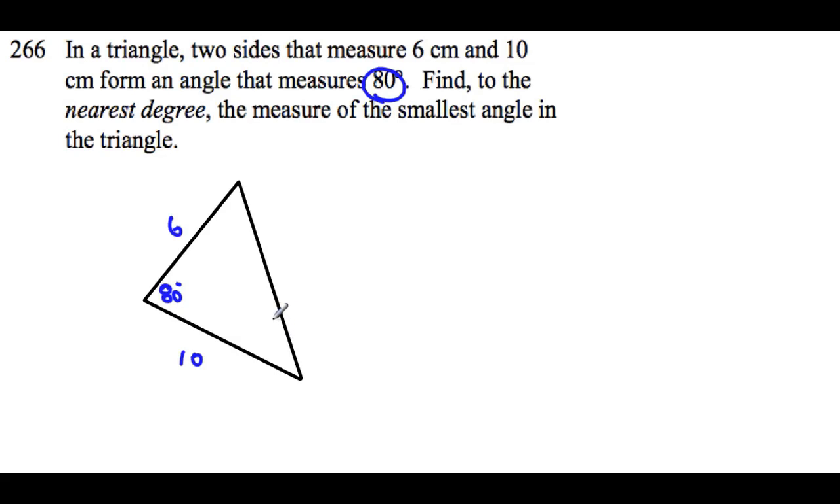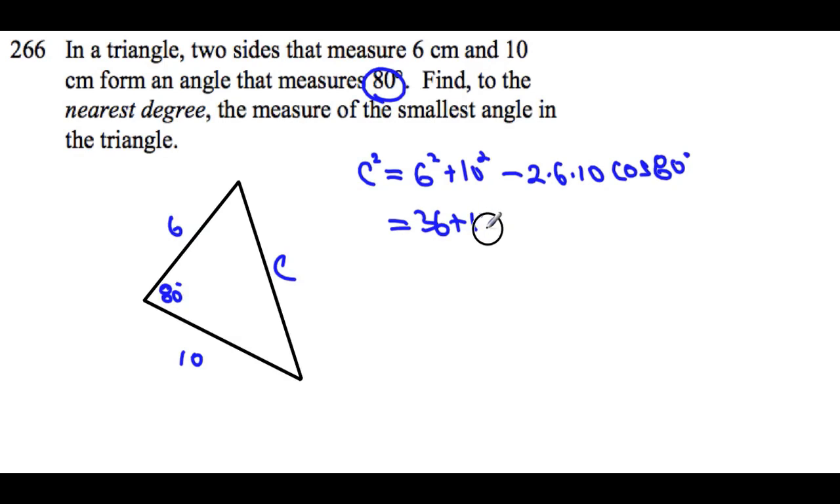So what we like to do right now is this. First, we like to find out the third side. Then after finding the third side, we can find the measure of the angle that's opposite from the smallest side. So let's try to do that. Let me call this one c, then we get c squared, which is equal to 6 squared plus 10 squared, minus 2 times 6 times 10 cosine of 80. Alright, then here we get 36 plus 100 minus 120 cosine of 80.